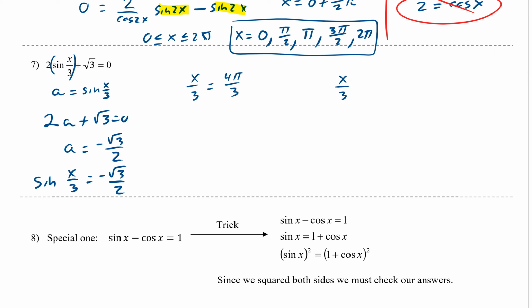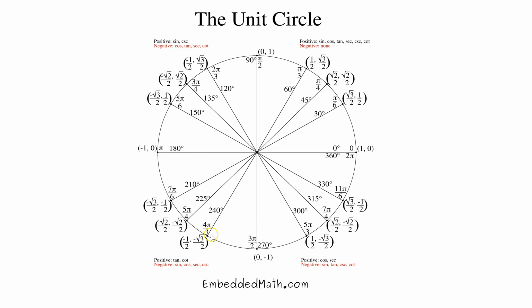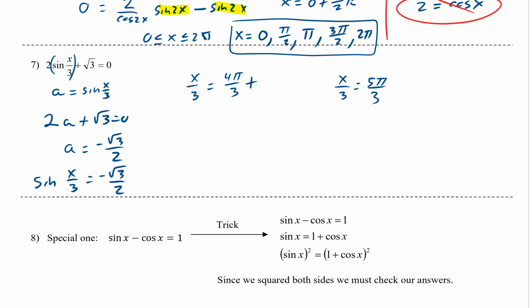And x over 3 equals 5 pi over 3. Now these are not a pi away, so we do have to treat each one. So we have 4 pi over 3. It's not pi away, and it's not even. So I can't just add that amount, it's not going to work. So 4 pi over 3 gives us negative radical 3 over 2, and 5 pi over 3 equals negative radical 3 over 2. So then we have this plus 2 pi k.